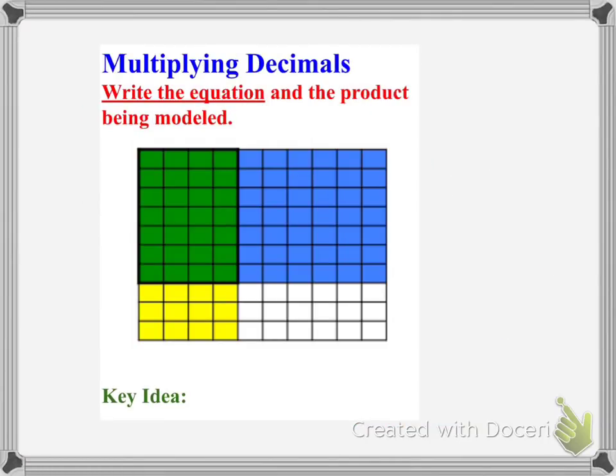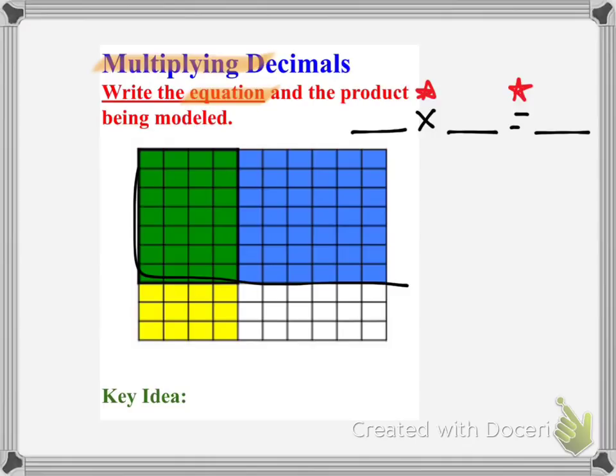The next problem is multiplying decimals with an equation. So let's go ahead and write down the equation for this multiplication problem that's being modeled. So again, like the division one, we're going to say something multiplied by something equals something. The multiplication sign will give you a star, and the equal sign would give you a star. If you look at the first section that's in blue right here, that's going to be the 1, 2, 3, 4, 5, 6, 7 rows. So the first factor represents 7/10. So that's my first factor there in my equation, and that gives you a star.